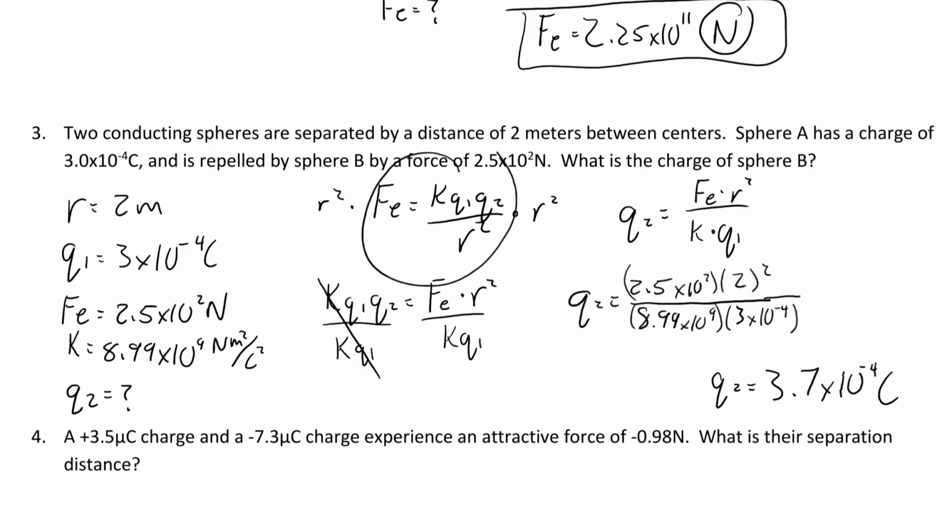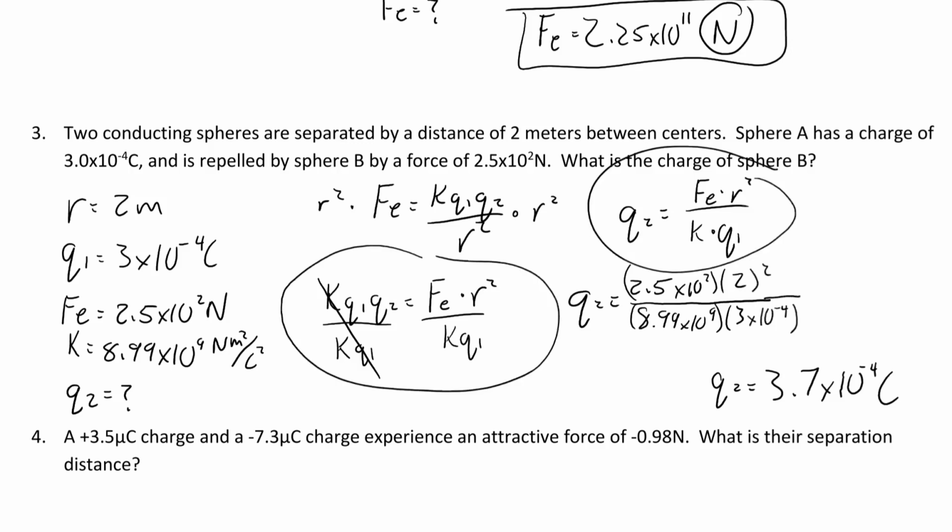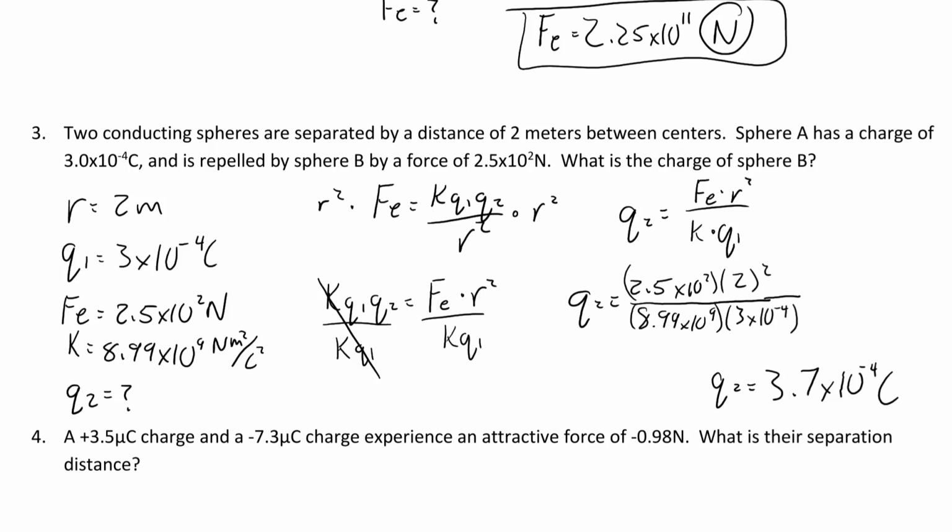Either you plug it into the equation first and then you solve, or if you like, you could solve for Q2 first and get an equation, and then you plug in the numbers and you just plug it all in your calculator. Kind of nice. A little bit convenient that way.